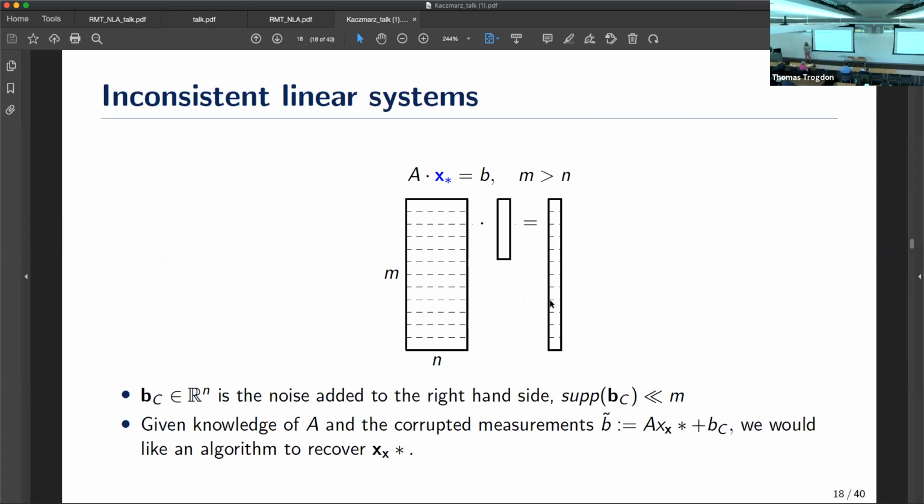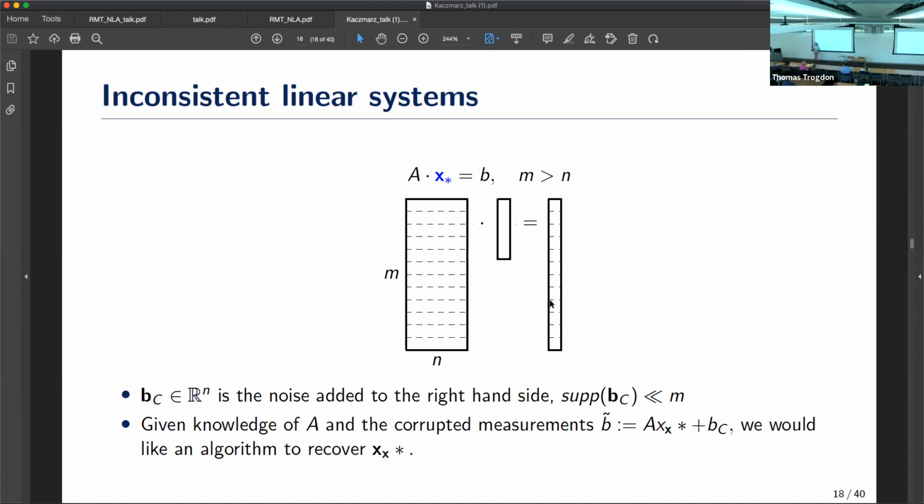So if you have one of the equations corrupted, I should be able to handle that. But what is the maximum you can allow? If you have one half of the equations corrupted by an adversary, it can just create its own system and you don't know which one is better. So the maximum you can hope for is a fraction of the entries.